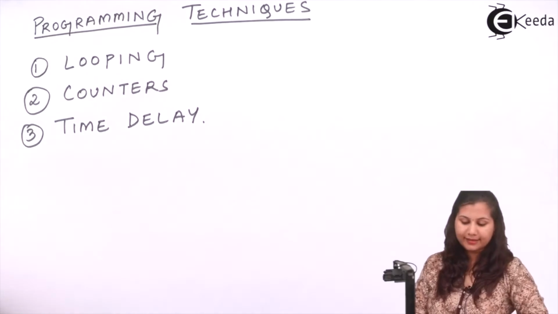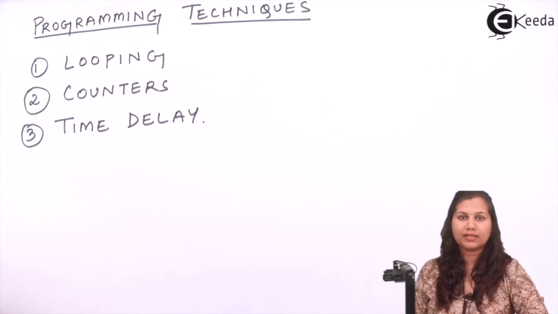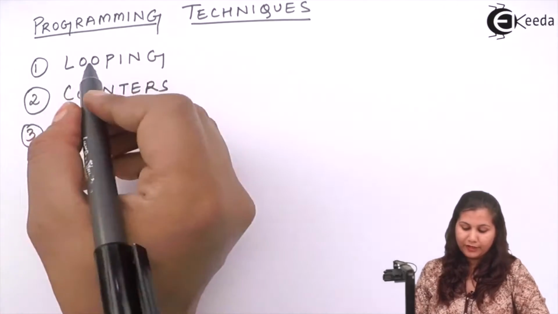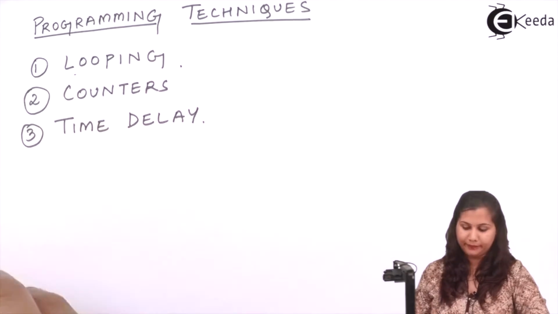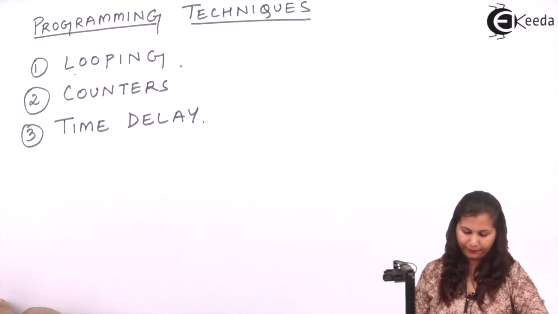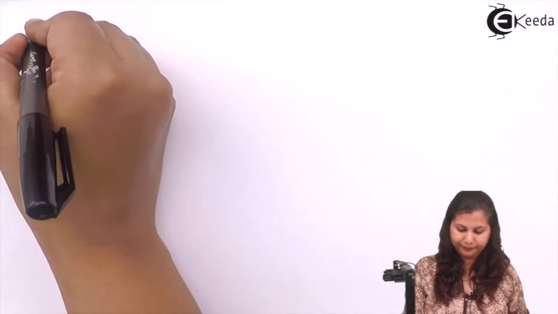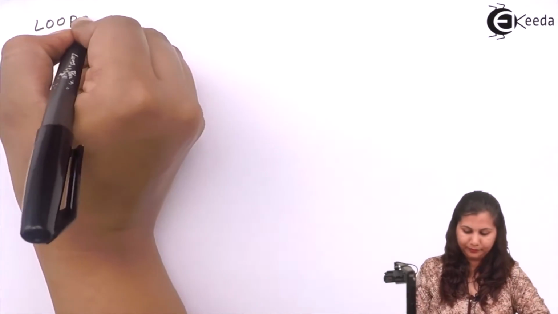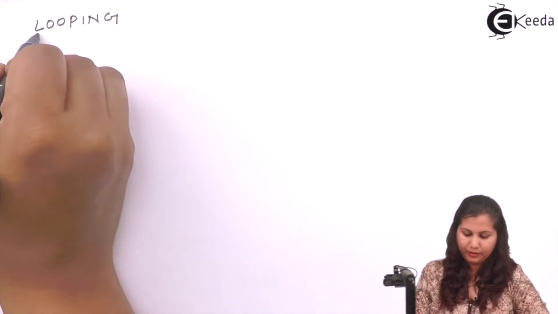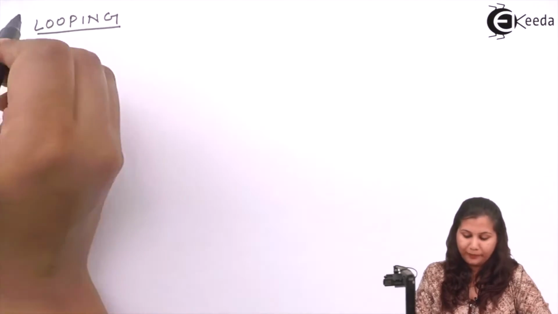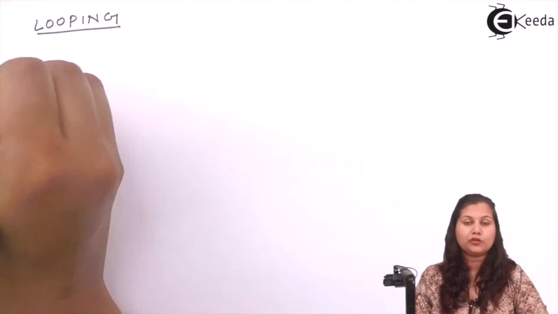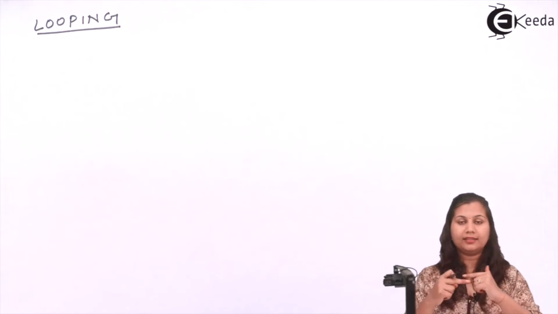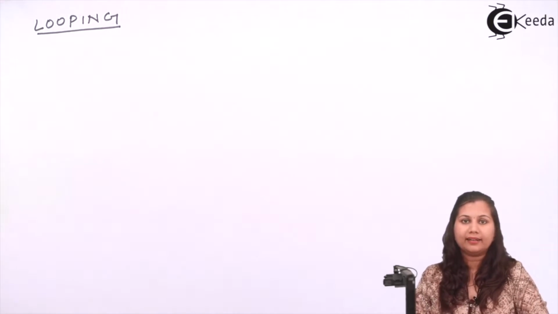So these are some of the techniques which are used in 8085. First, we will start with looping. This technique, looping, has the word loop. So loop means a circle which is repeating again and again.